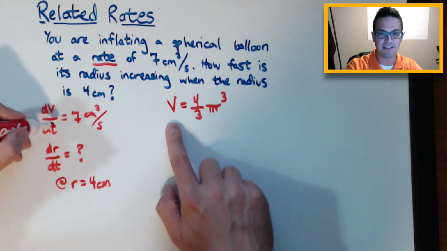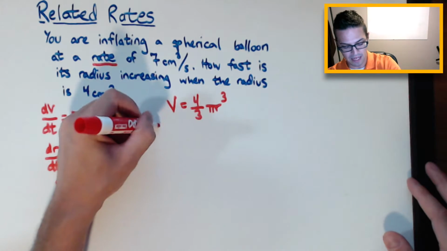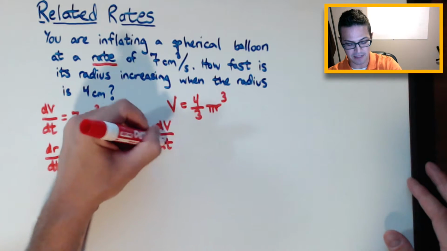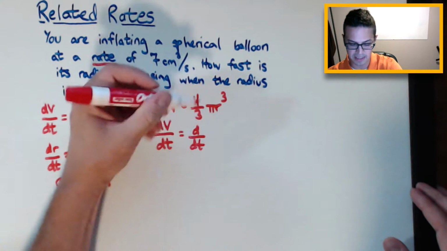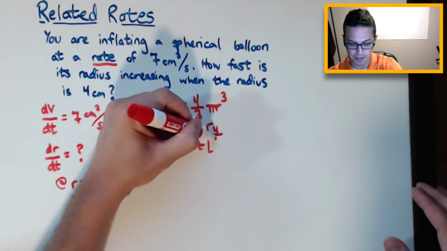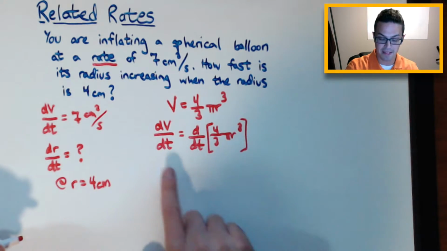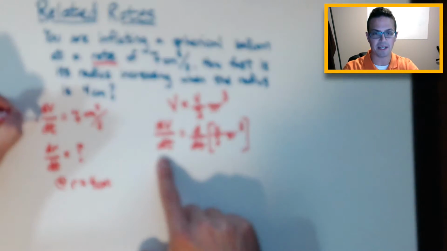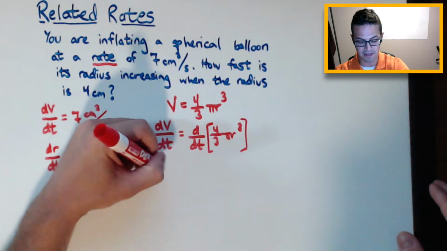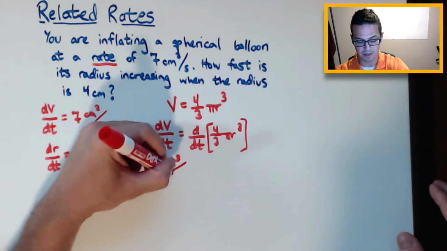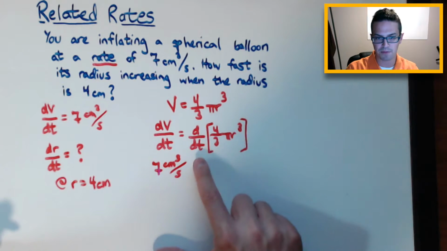Now in order to get this dV over dt, I'm going to differentiate both sides of this with respect to t. So on the left side we'll have dV over dt, and on this side we're going to have d over dt of the 4/3 pi r cubed. This value right here we actually know, because it's 7 cubic centimeters per second. So I'm just going to write that in there: 7 cubic centimeters per second.